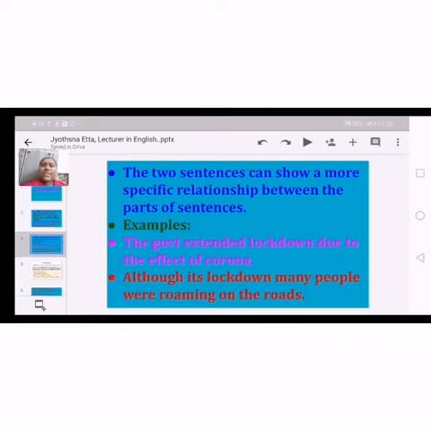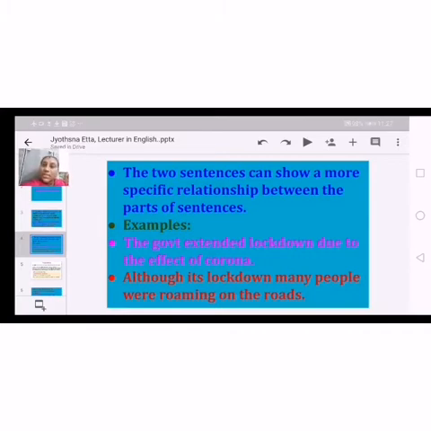So the reason and situation show the relationship between each other. Here also, the two sentences, the main clause and the subordinate clause, show the relationship between the two parts of the sentence. Okay, so they are related, not like compound. In compound, they are not related, they are different. They are just different sentences, two separate sentences.